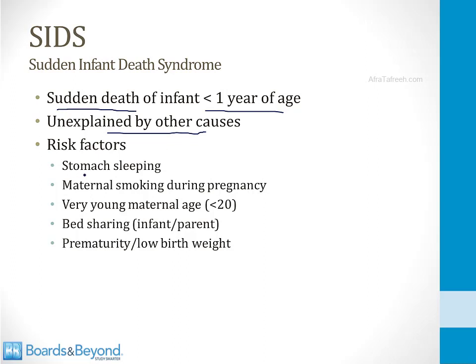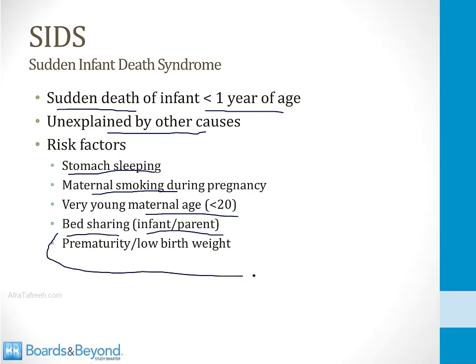Risk factors include allowing the baby to sleep on its stomach. New parents are advised to have babies sleep on their back to reduce the risk of SIDS while the baby is sleeping. If the mother smokes during pregnancy, the risk of SIDS is higher compared with when mothers don't smoke. Mothers who are very young when the baby is born, less than 20 years of age, have infants with a higher risk of SIDS. If the infant and parents share a bed, the risk of SIDS is higher. And then finally, if the baby is premature or has low birth weight, the risk of SIDS is increased.